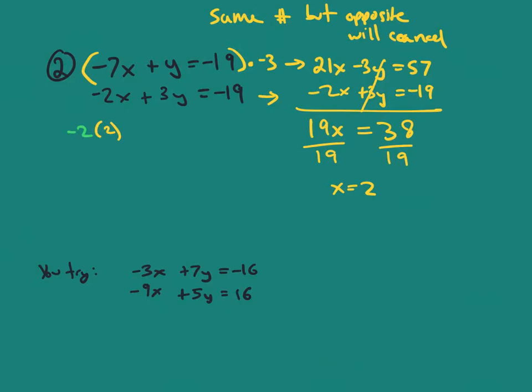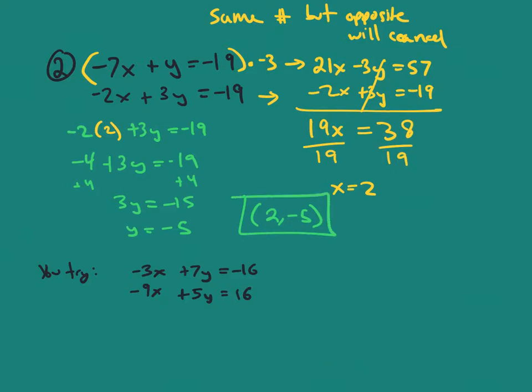Oops, plus 3y equals negative 19. Notice I'm just using that bottom equation, but I plugged in 2 for x. So now I know negative 4 plus 3y equals negative 19. That gives me plus 4 plus 4. 3y equals negative 15. So y, when I divide both sides by 3, would be negative 5. So there's my answer now, 2 comma negative 5, x comma y.